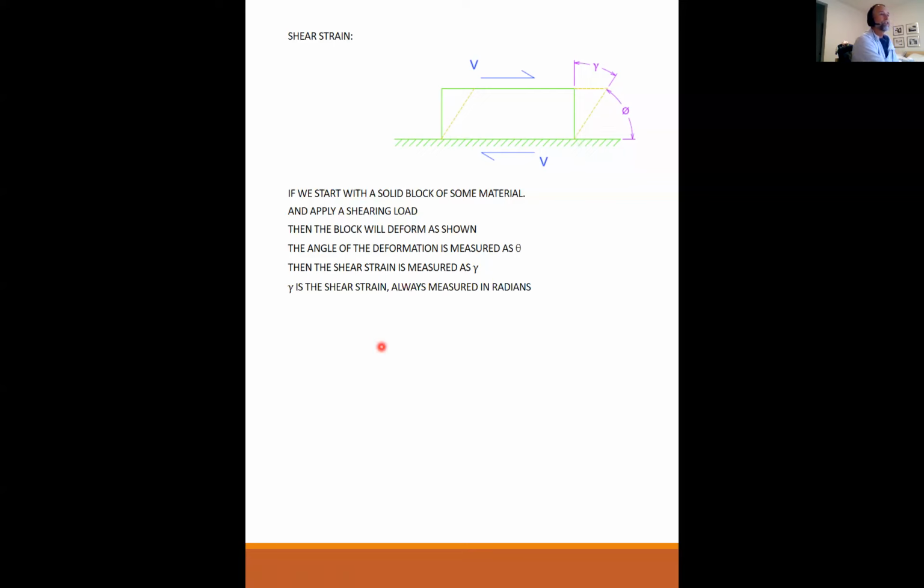Gamma is the shear strain, and gamma is always measured in radians. We don't measure it in degrees, it's always measured in radians. Gamma is defined as pi over 2 minus theta, and pi over 2 is 90 degrees. So you can see the relationship right here. But it's measured not as 90 degrees, but as pi over 2, because gamma is always measured in radians.